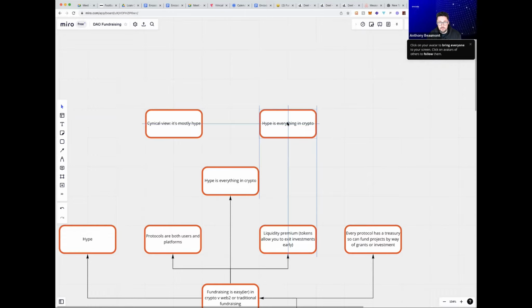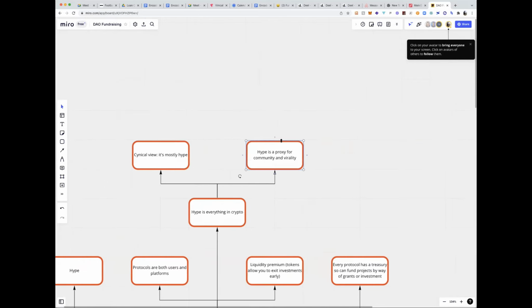And two is the view that hype is a proxy for community and virality. And it's probably a little bit of both. Because crypto is mostly speculation, some would argue that hype is just a product of that and there's nothing really there. Some would say hype is a proxy for community.